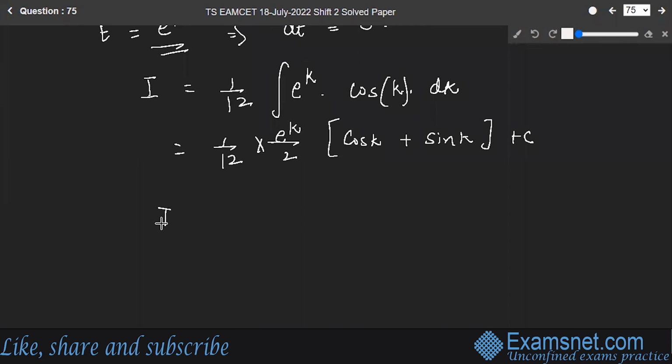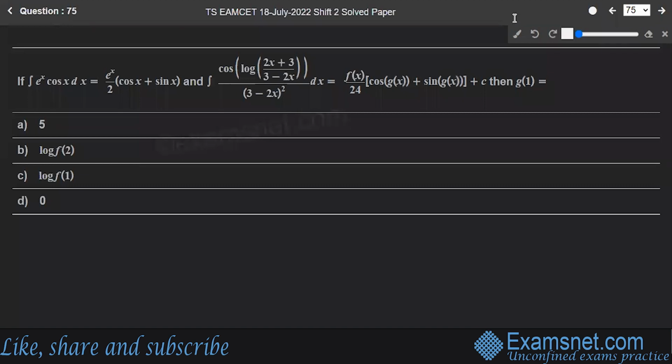Okay. Now the integral is equal to, see, question number 75. If the integral of e raised to power x cos x dx is equal to e raised to power x by 2 (cos x plus sin x), and this whole integral is equal to some f(x) upon 24 (cos g(x) plus sin g(x)) plus c, then g of 1 is equal to. Okay, so let's assume this whole expression is equal to some I, right?